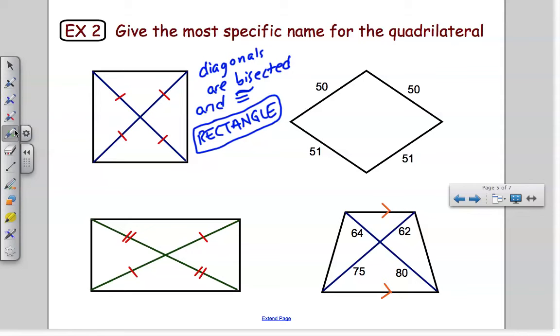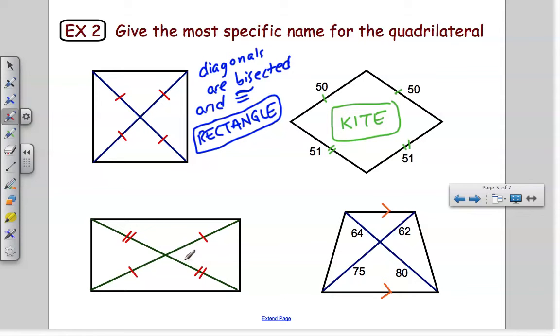Okay. In the next example, I have the side lengths. I'm given two sides are 50, so these are congruent. They're next to each other. Two sides are 51, so these are congruent. They're next to each other. What kind of quadrilateral has two pairs of sides congruent that are consecutive or next to each other? That would be a kite by definition.